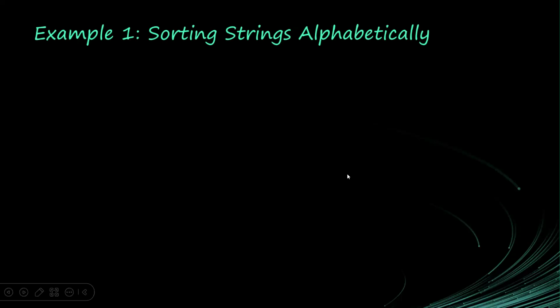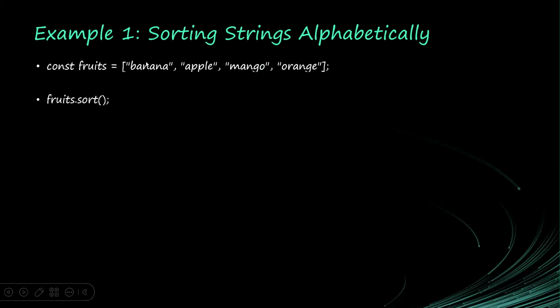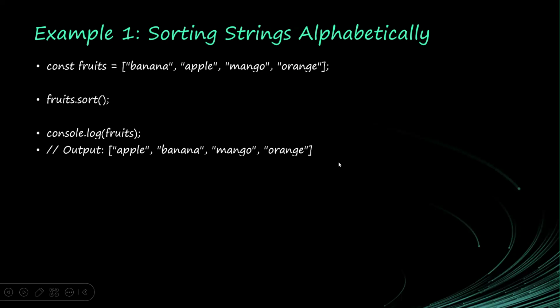So let's take a look at an example. Let us sort strings alphabetically. We have banana, apple, mango, orange. Because this is an array of just ordinary strings, we call the sort method without the compare function, and it will be sorted like this. It's going to sort in ascending order. If you want to sort in descending order, you have to provide a compare function.